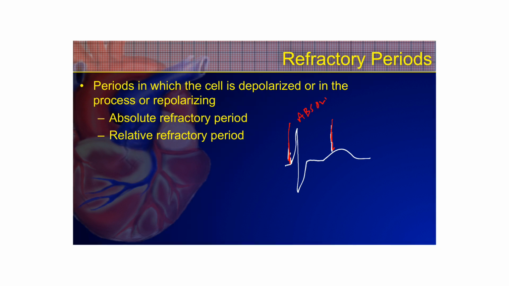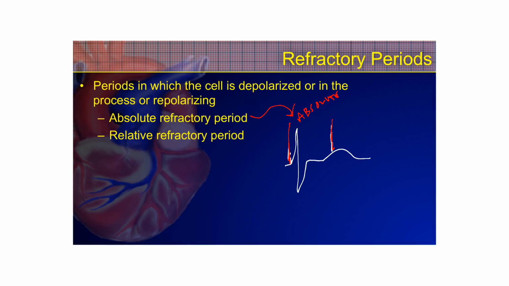Absolute refractory period. Right here. All right, and that means you can't have another beat. Even if the ventricles wanted to have a little PVC fire, it wouldn't be able to because not enough of the cells have been repolarized.